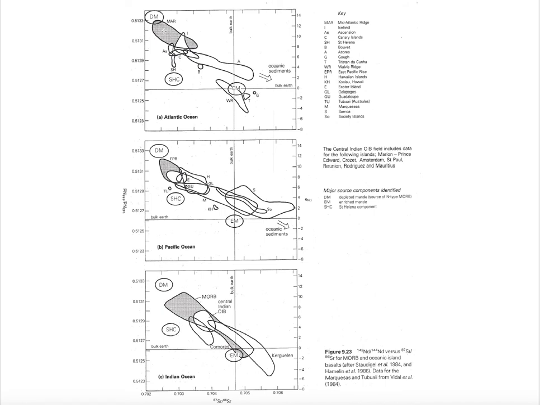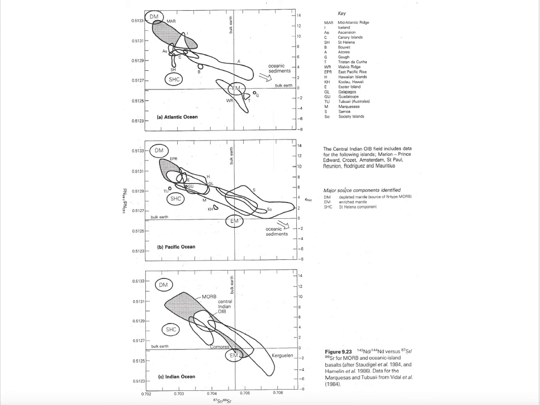MAR, that is this field here, that is our Mid-Ocean Ridge. Then I, that is the Iceland. AS is Ascension. Then C is Canaries. SH is St. Helena. B is Bouvet. A here, that is the Azores, showing a very wide field. Then we have here WR, that is the Walvis Ridge, just here very close to Namibia.